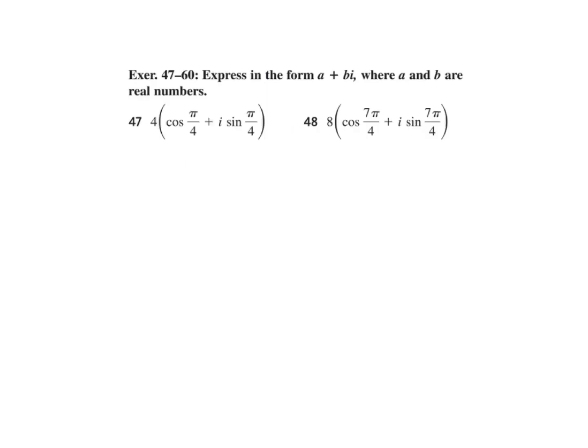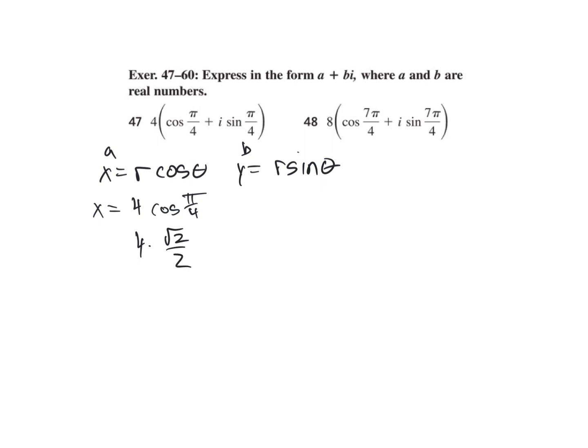And how do you express this in a plus bi form? So now we're going backwards. So x is equal to r times the cosine of theta, and y is equal to r times the sine of theta. All right, so x is 4, or you could say a and b here, 4 times the cosine of pi over 4. Well, cosine of pi over 4 is square root of 2 over 2. Okay, that's your x value. So 4 times the square root of 2 over 2 is 2 square root of 2. And y is 4 times, again, square root of 2 over 2. It's going to be the same thing, 2 square root of 2.